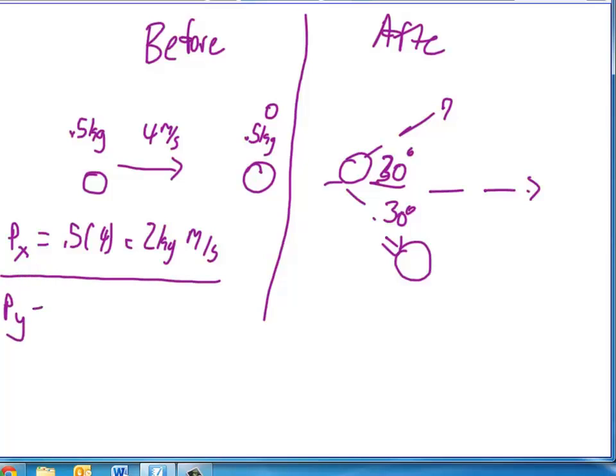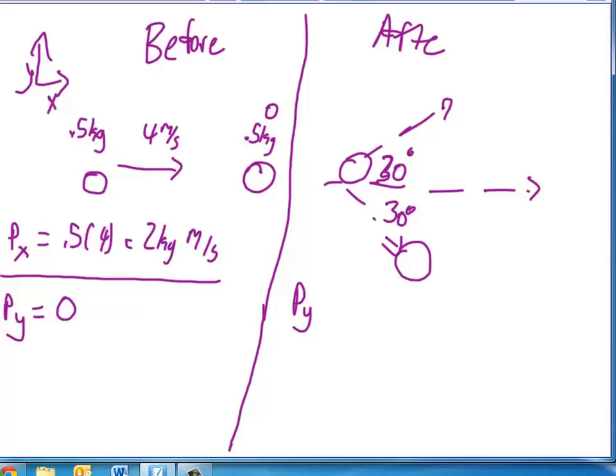Momentum in y needs to equal 0. This is not moving up or down, right? X is to the right, y is up, so I've got nothing going on in y. Over here we deal with the same thing. Since the initial momentum in y is 0, the final momentum in y is 0.